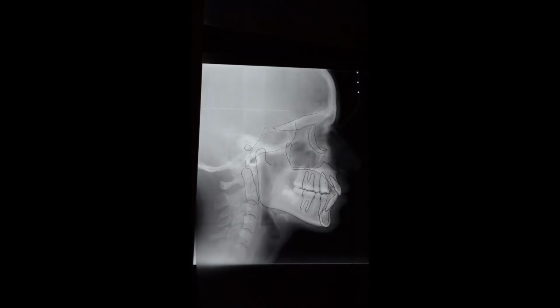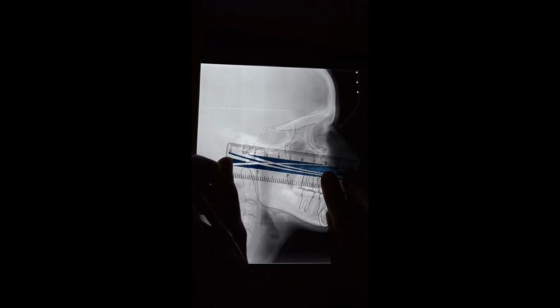Okay, so moving on to the cephalometric landmarks, we are going to start by first of all drawing the Frankfurt horizontal plane. The Frankfurt horizontal plane is drawn from the porion, which is present at the level of the ear, to the orbital, which is the most inferior point on the orbit.